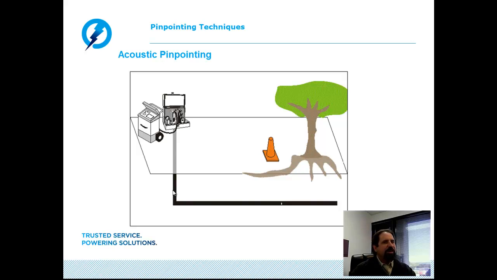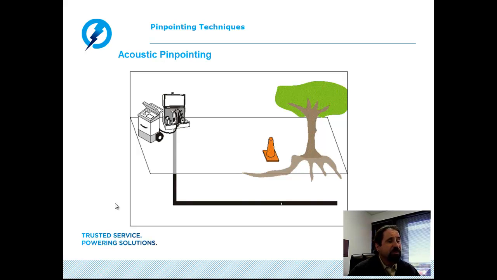Now let's talk a little bit about pinpointing techniques. Probably the most straightforward pinpointing technique, and if many of you have been out doing cable fault locating, you probably have done this technique already, is where you apply the surge generator to the faulted cable and send discharge surges every few seconds down the cable line. In essence, you walk along the surface and listen for the thump, thump, thump sound radiating from the soil.